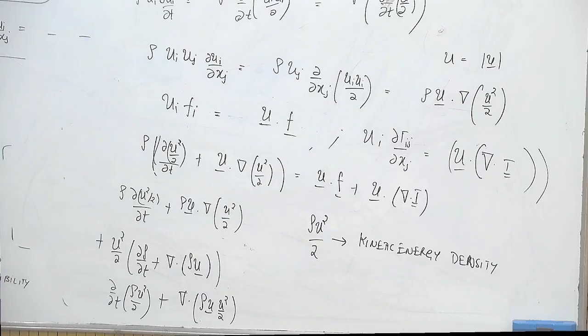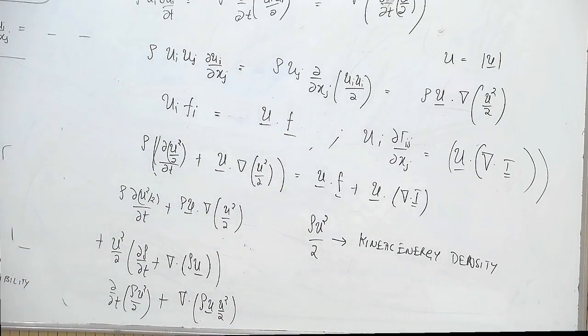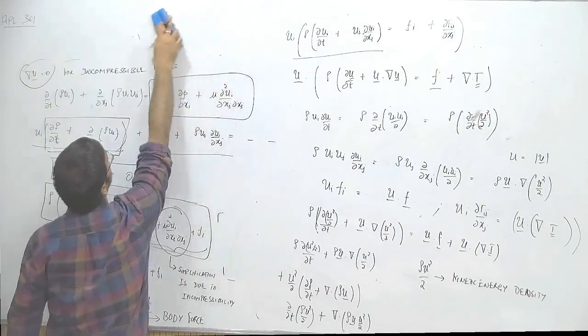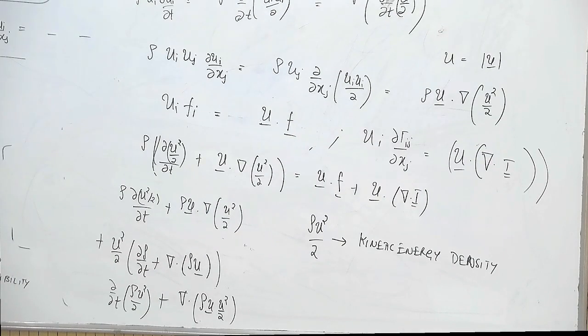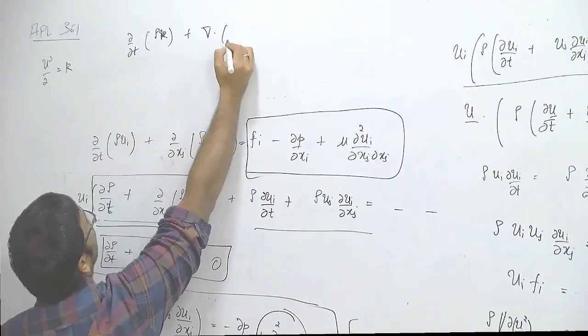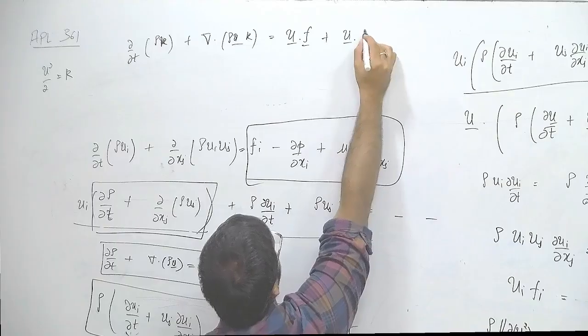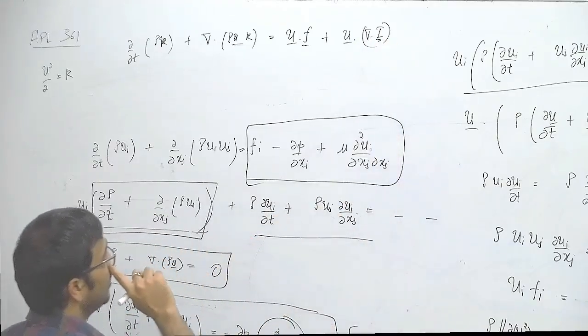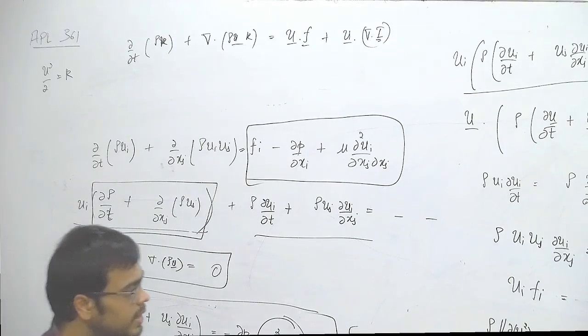So using the momentum equation, we have derived the so called kinetic energy equation. Let me write this u square by 2 as a variable k. So we have del by del t of rho k plus del dot of rho u k equals u dot f plus u dot del dot t. Now let us try to physically visualize what the right hand side terms are. The left hand side should be very straightforward for you. It is the rate of change of the kinetic energy inside a fluid blob.